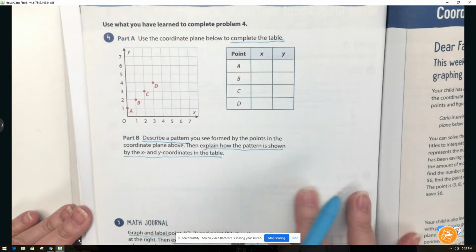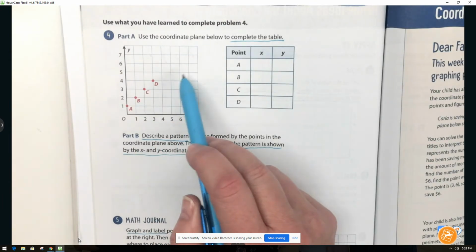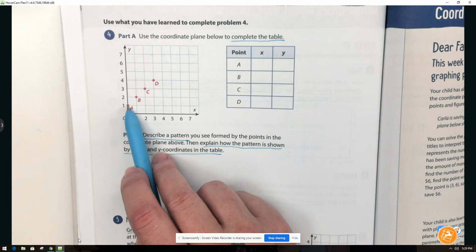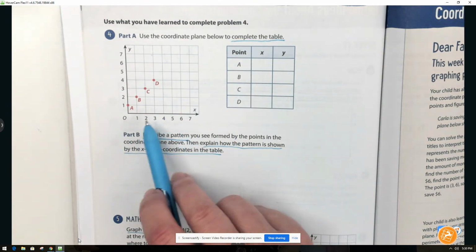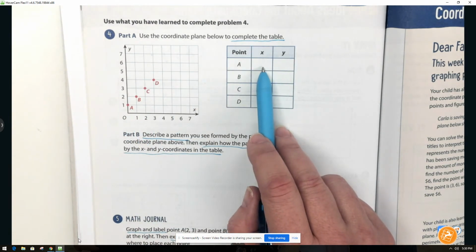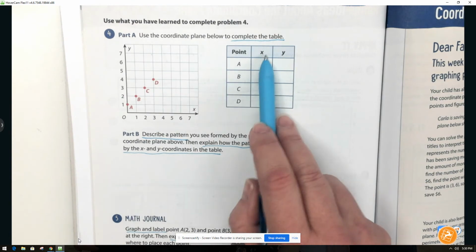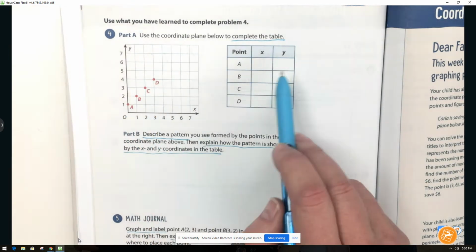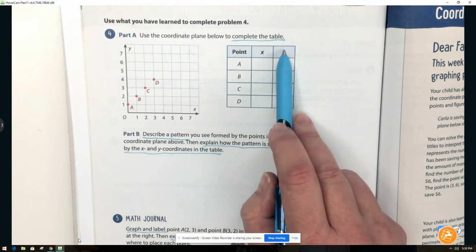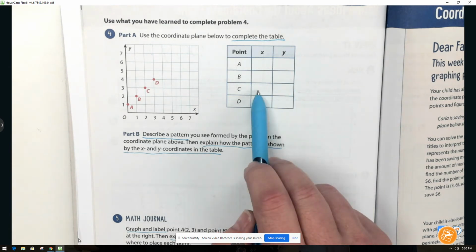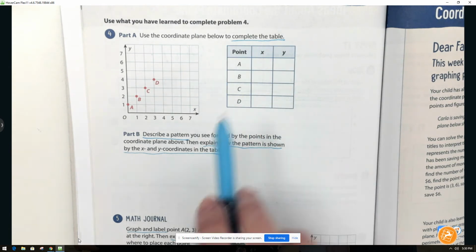On number 4, you're going to use this coordinate plane to complete this table here. So you're going to look at point A, and you're going to say, what is the X value of point A? And you're going to write that in the X values. And then you're going to say, okay, what is the Y value of point A? And then write that value in the Y values for point A. You're going to do that for point A, point B, point C, and point D.